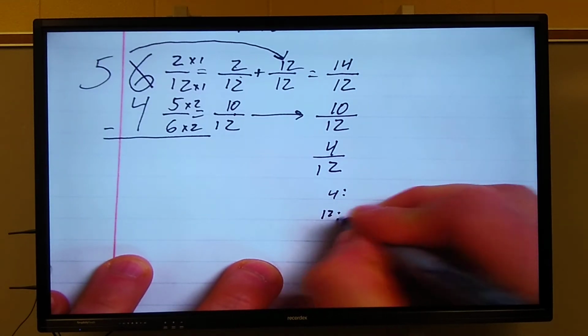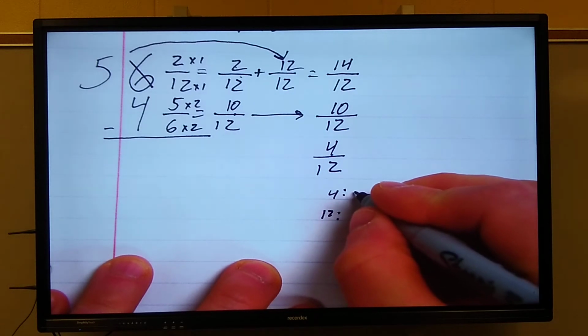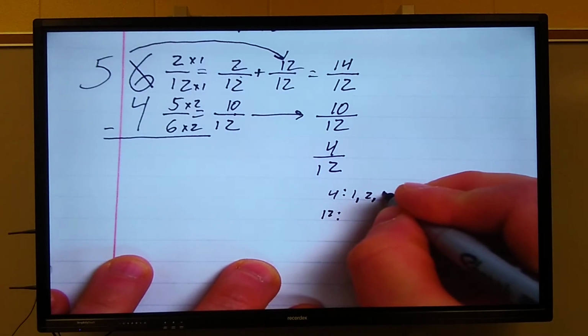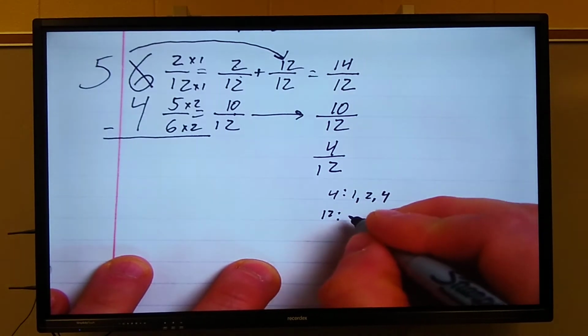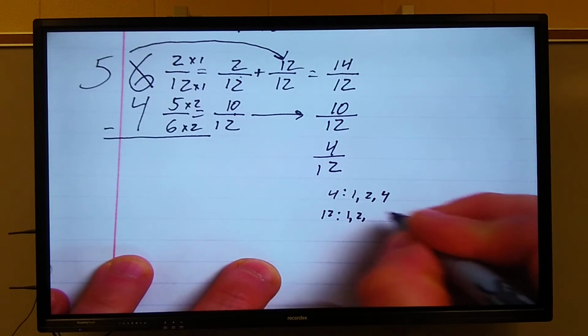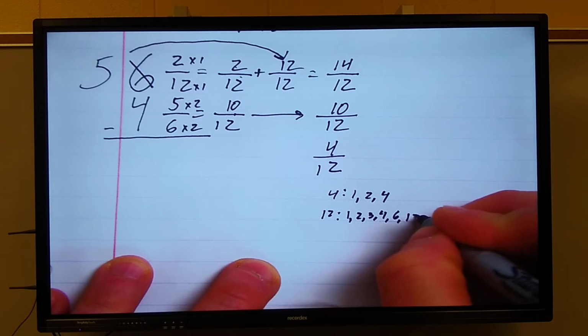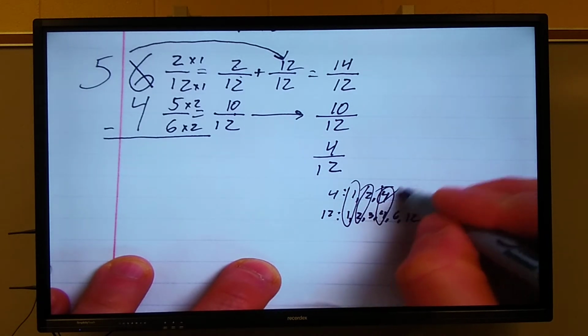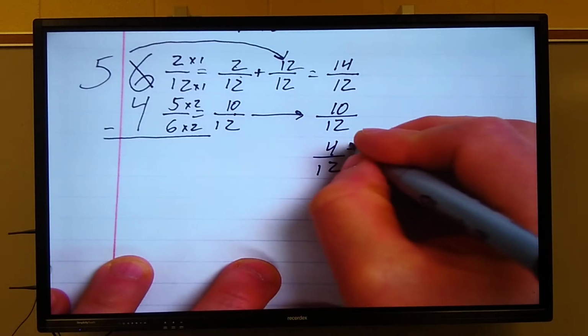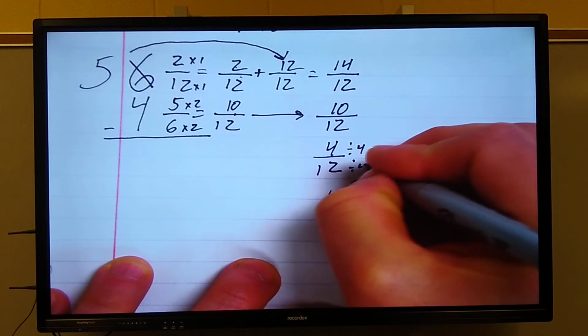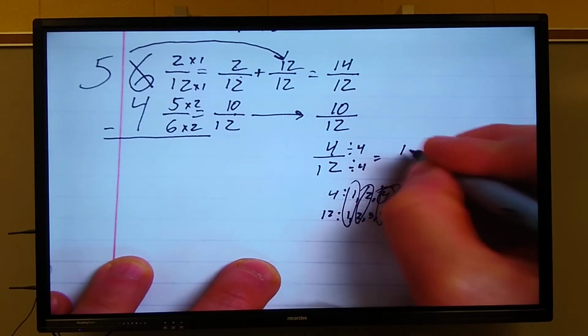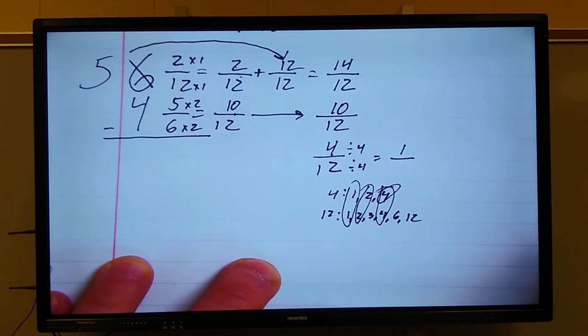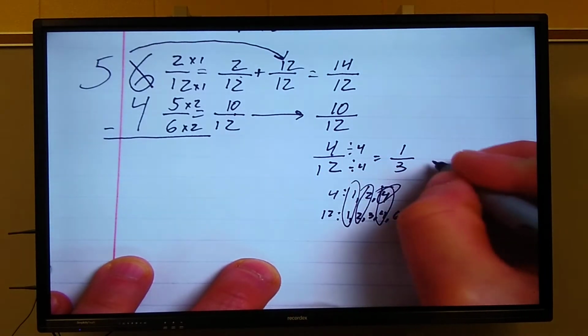I got to find the factors. The factors of 4 are 1, 2, and 4. The factors of 12 are 1, 2, 3, 4, 6, 12. They have 1 the same, 2 the same, and 4 the same. 4 is the greatest common factor. So 4 divided by 4 is 1. 12 divided by 4 is 3.